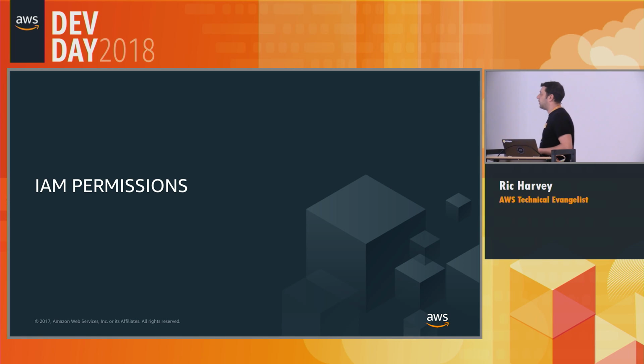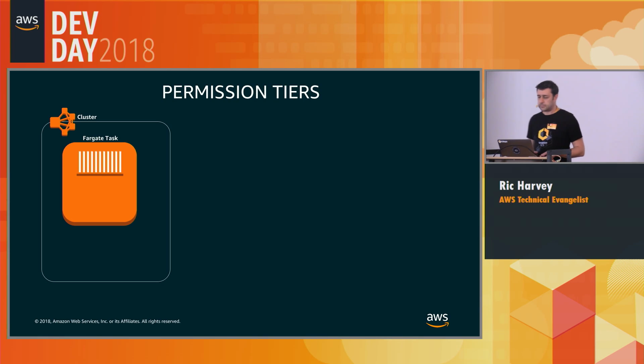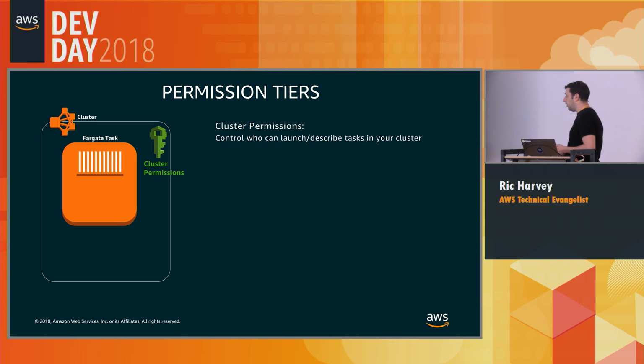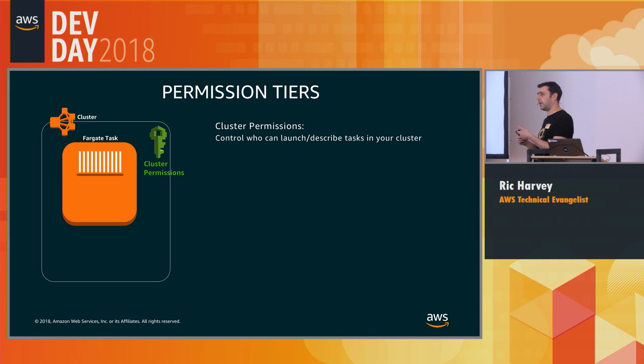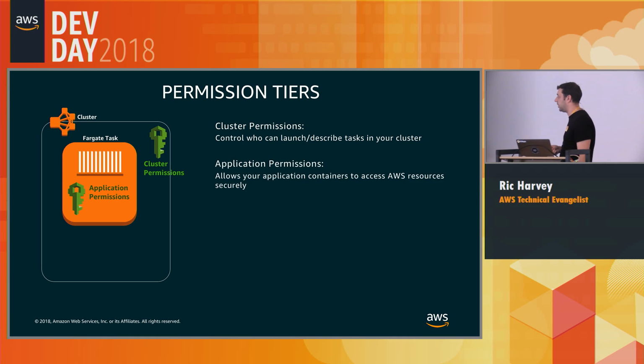So let's skip through IAM permissions. I talked about IAM permissions very briefly. We've got different levels here. We've got cluster permissions. A cluster permission is what access you as developers have to do stuff in that cluster. Can you start containers? Can you stop containers? Can you create services? Can you scale? All those kind of granular configurations and access controls that you need. That's your access into ECS and into Fargate.